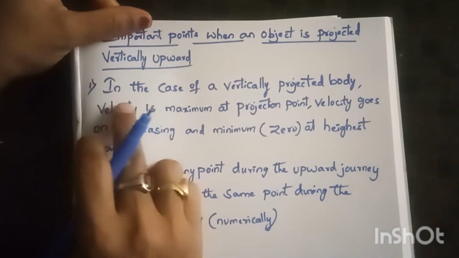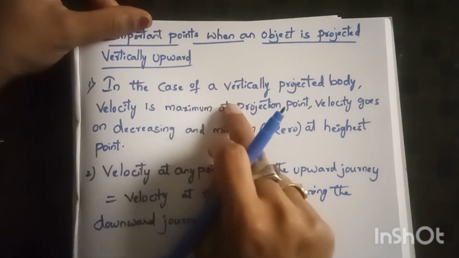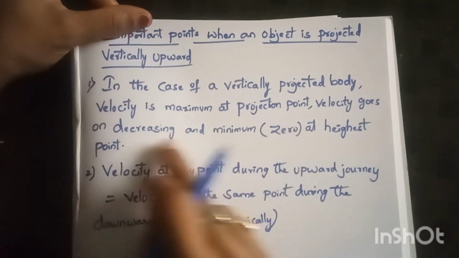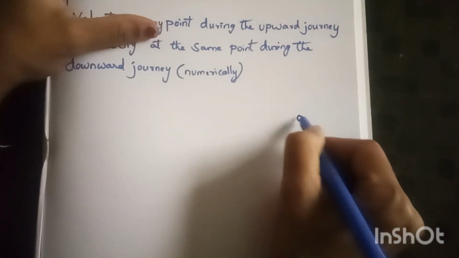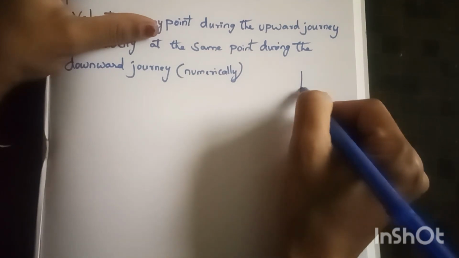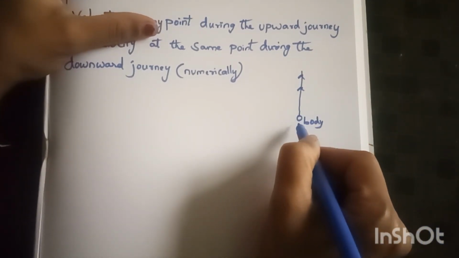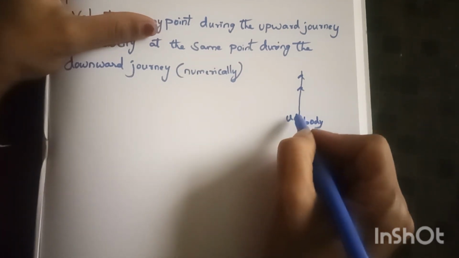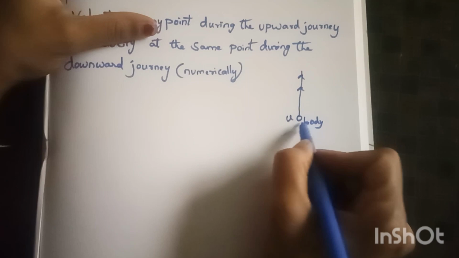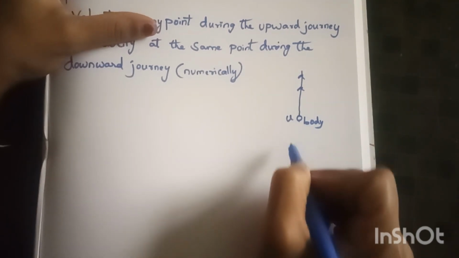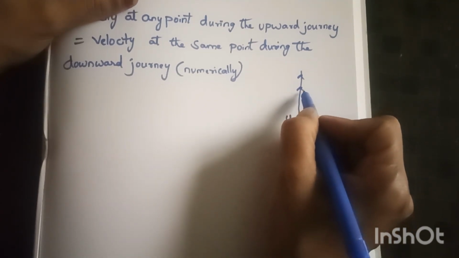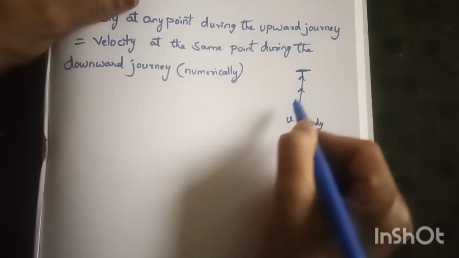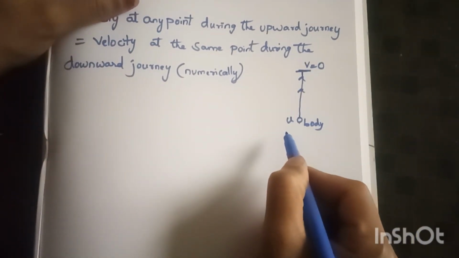First, in the case of a vertically projected body, velocity is maximum at the projection point, then goes on decreasing, and is minimum, that is zero, at the highest point. Suppose a body is projected vertically upward with initial velocity u. At the point of projection the velocity is maximum. As it moves upward, the velocity slowly decreases. At the highest point, that is the maximum height, the velocity becomes zero, which is the minimum.